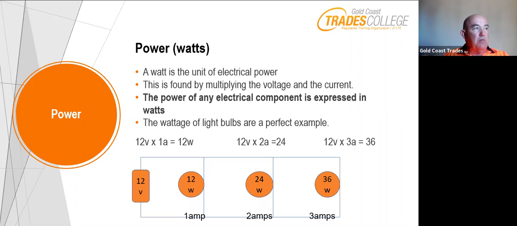Power, which is watts. Watts is the unit of electrical power. This is found by multiplying the voltage and the current. The power of any electrical component is expressed in watts. Now, this is used not only in automotive fields, but watts is also used in 240, three-phase, all sorts of other electrical motors, expressed by watts, how much power it takes to turn. The wattage of a light bulb is a perfect example. Okay, and that's how you work it out. Volts, watts, 1 amp equals 12 watts. All right, very straightforward, just a bit of multiplication.